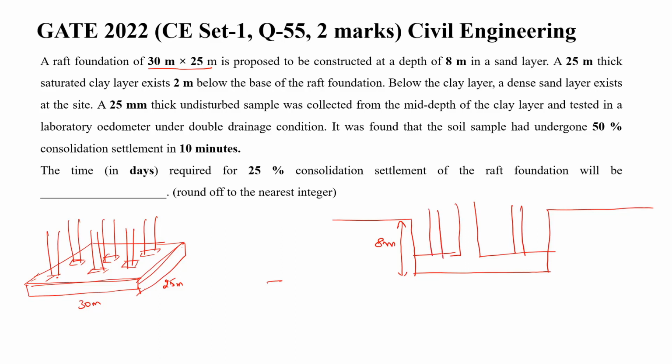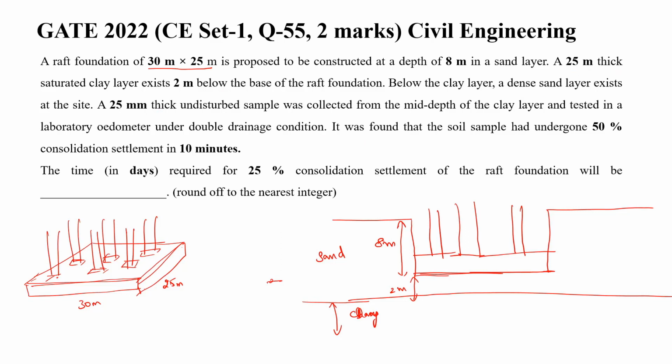Okay, so there are number of footings, number of columns, there are many number of columns anyway. So here again a 25 meter thick saturated clay layer exists 2 meter below the base of the raft foundation. This is the base, okay, and 2 meters below that, let the clay layer start. Okay, so this is existing in which soil? This is sand, and below that there is a clay layer. Okay, this is clay. Now what is the thickness of the clay layer?